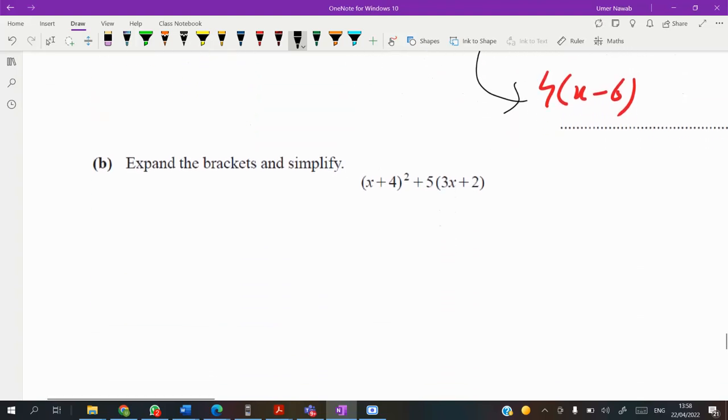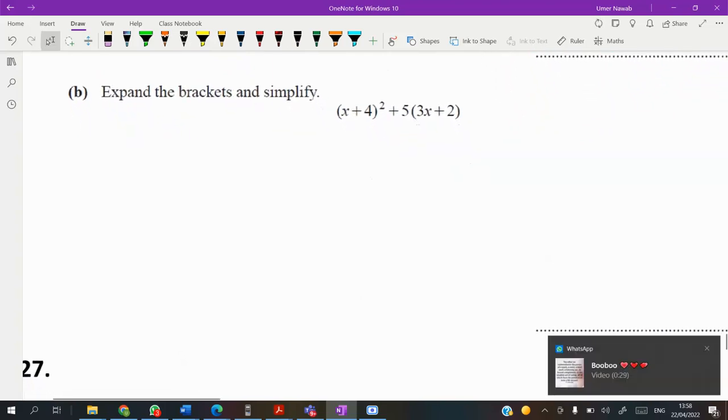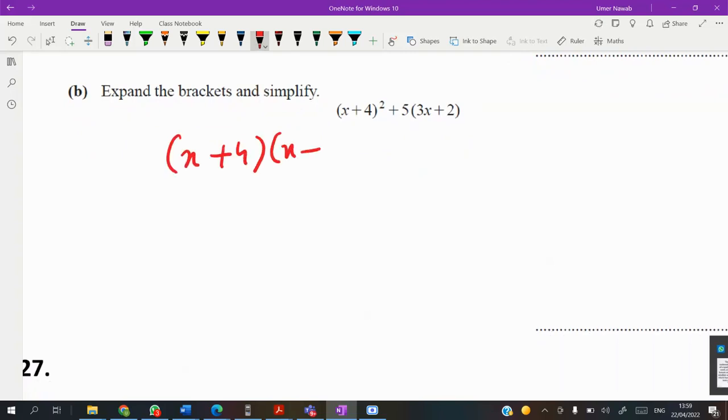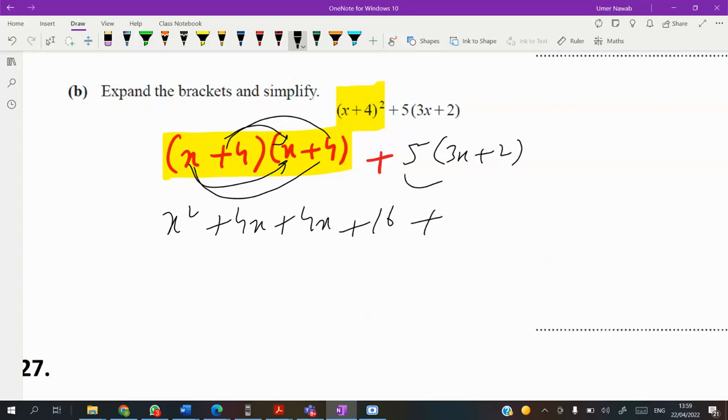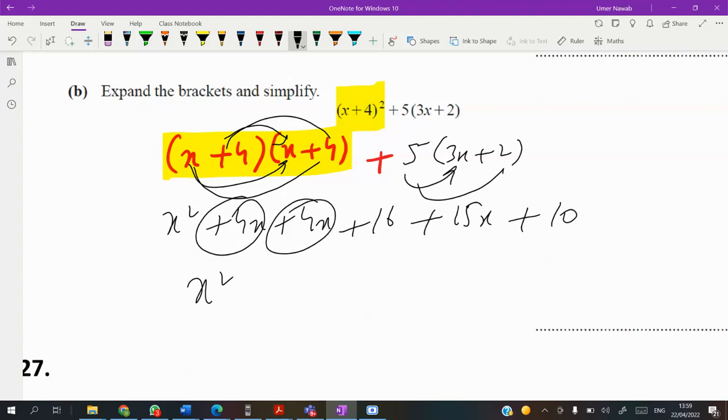Clear? This is expansion again. We need to open the brackets. So x plus 4, x plus 4. Yani, there is a square on the top; the same bracket is written 2 times. So 5, 3x plus 2. So x squared plus 4x plus 4x plus 16 plus 15x plus 10. So x squared, 2x, 4x, 4x, and 15 is 18 plus 15 is 23x plus 26. That's the final answer.